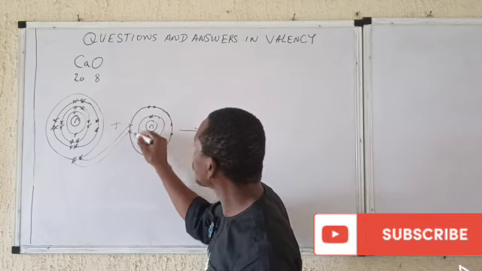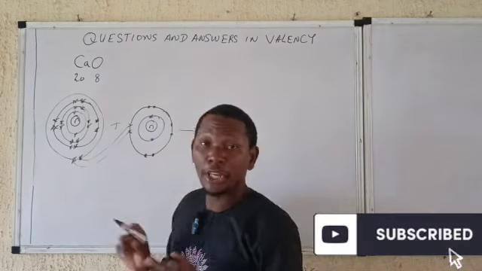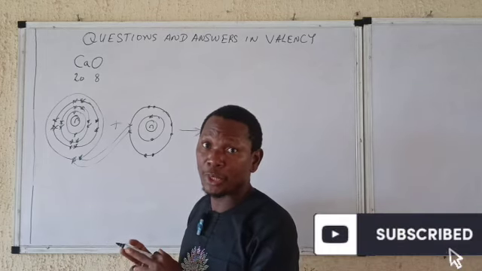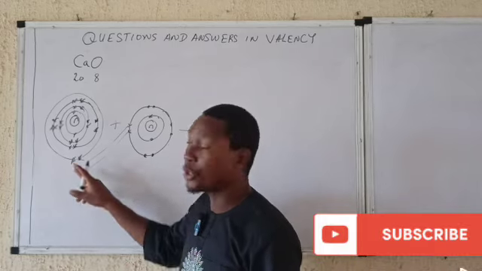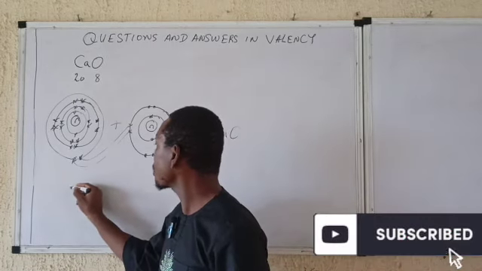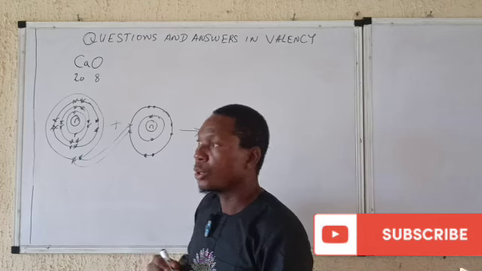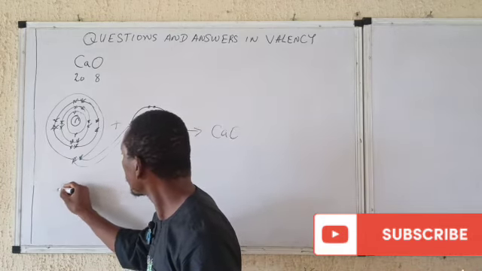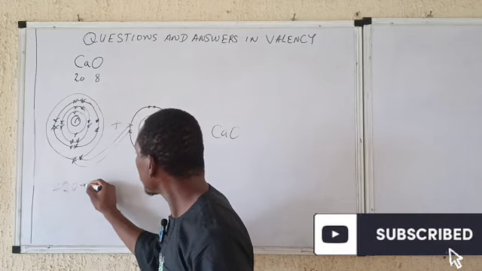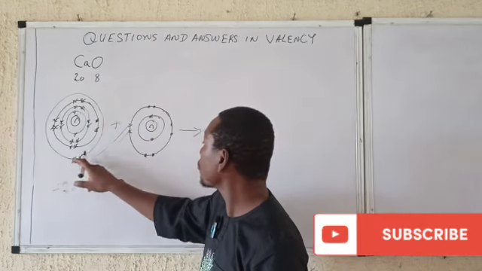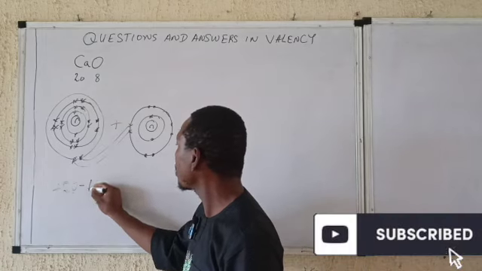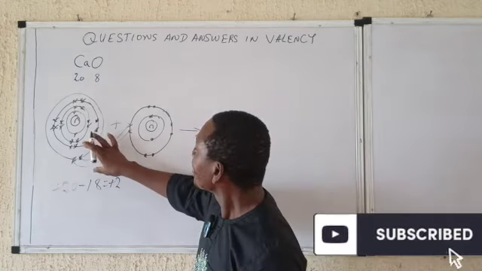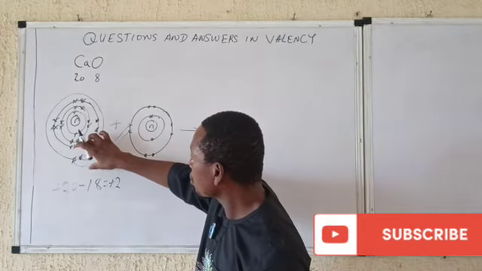Now note, the number of electrons here before was 20 and the number of protons is actually 20. Proton is plus, while electron is minus. So we have 20 plus and 20 minus. How many electrons do we have if this 2 is given out? You now have 18 minus. So you now have a plus 2 as the net charge. So the oxidation number of calcium here is plus 2.